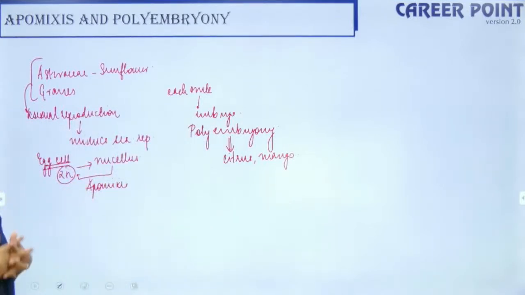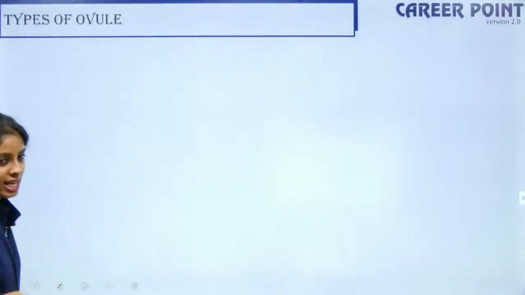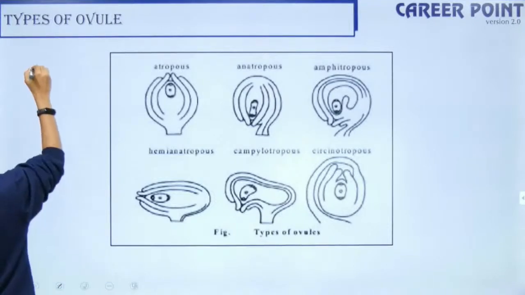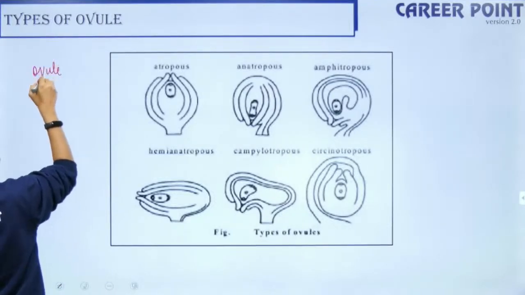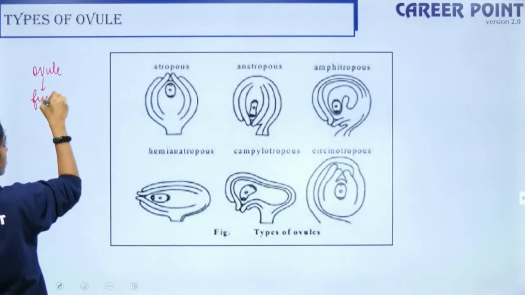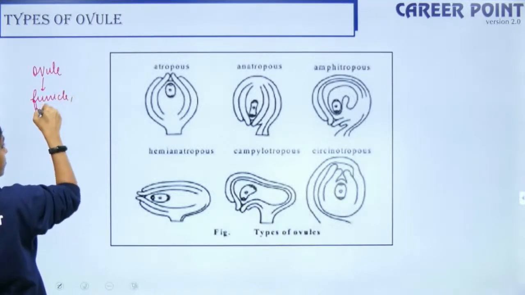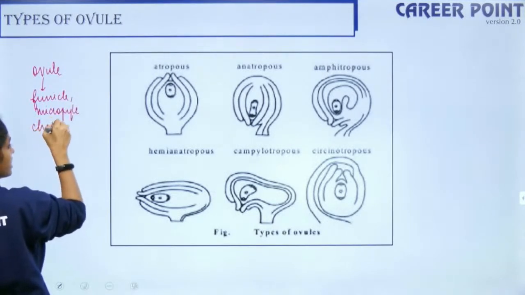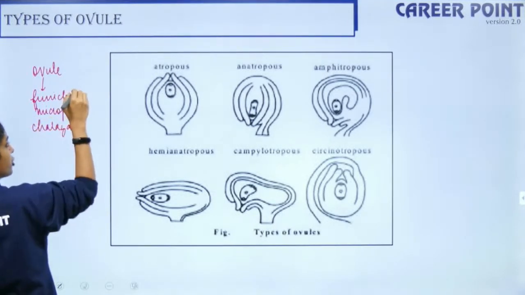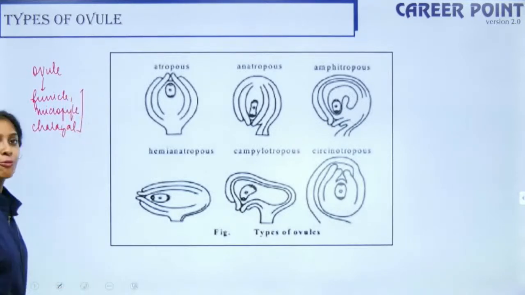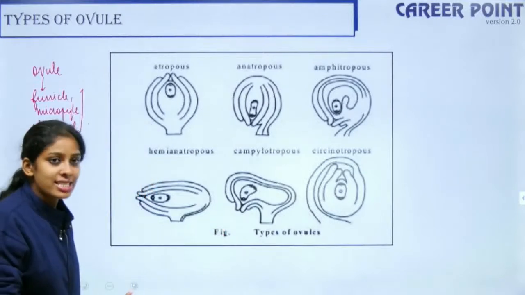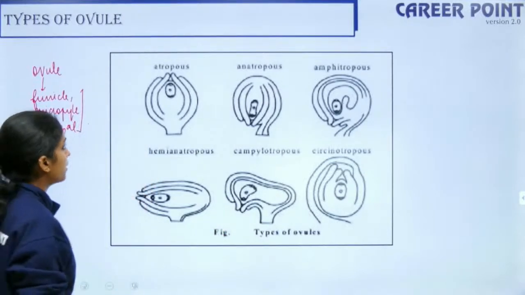Is this clear? Apomixis and polyembryony? Yes? Okay. So one last thing I want to tell is the position of the ovule. So your ovule has a funicle. So it has a micropylar end and it has a chalazal end. So in a mature ovary, based on the relative position of all these, you have many types. Okay, let's see what are the 6 different types.